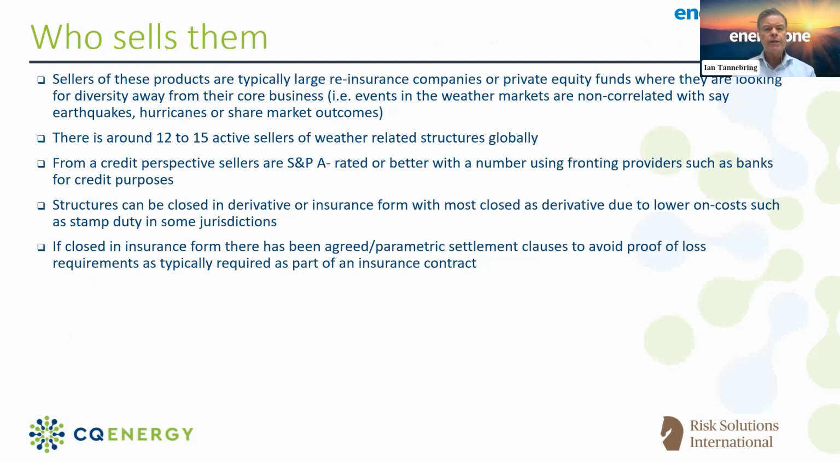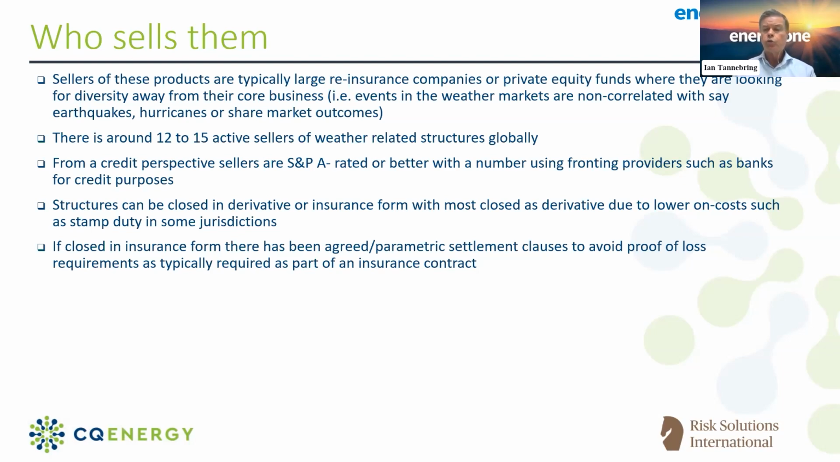Who sells these products? The sellers of these products are typically large reinsurance companies or private equity funds where they're looking to diversify away from their core business. If there's events in the weather markets, for example, if you have a big weather event, it's typically non-correlated with earthquakes or hurricanes that may be forming parts of their other businesses if they're reinsurance companies, or if they're a private equity fund that has exposure in the equity markets, then they're non-correlated. So it's a way of diversifying risk.